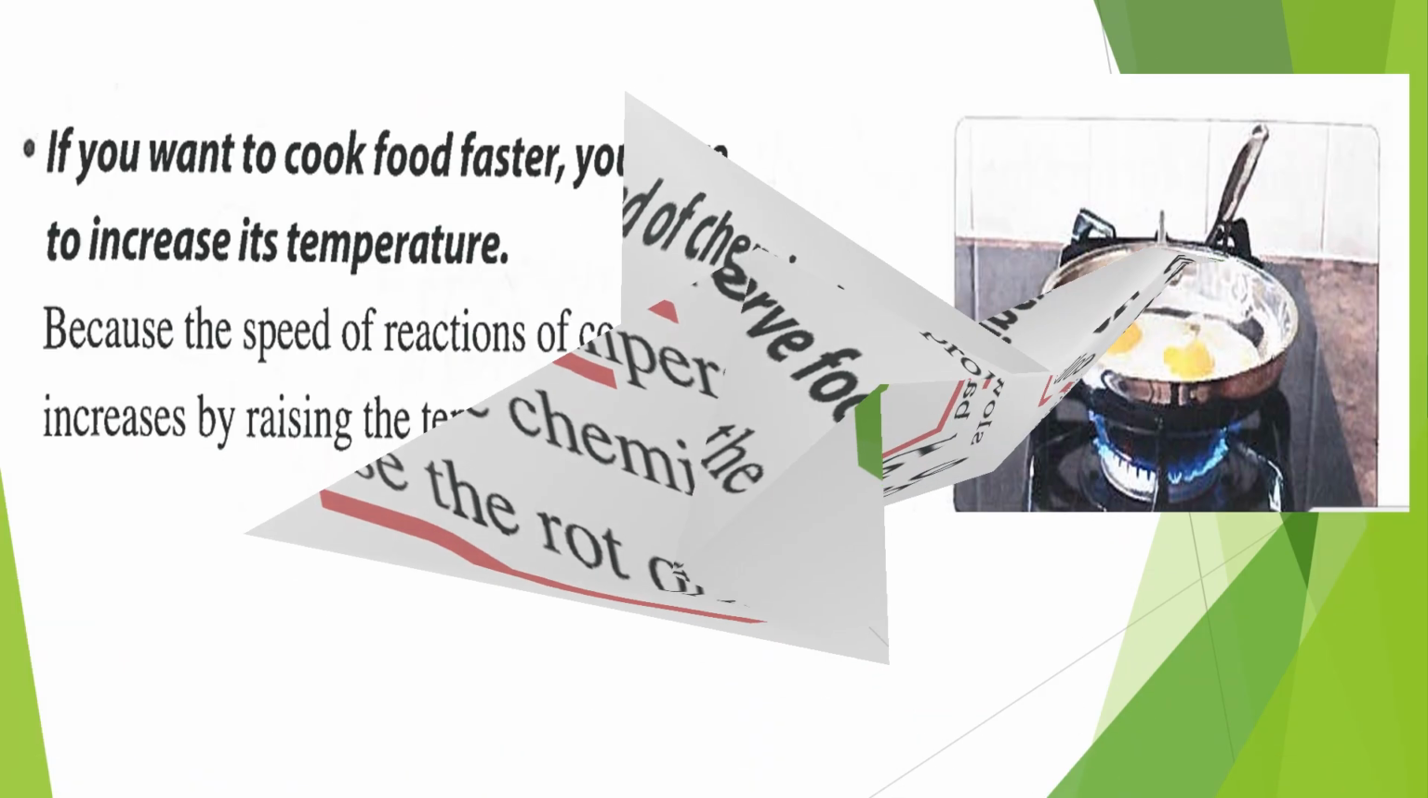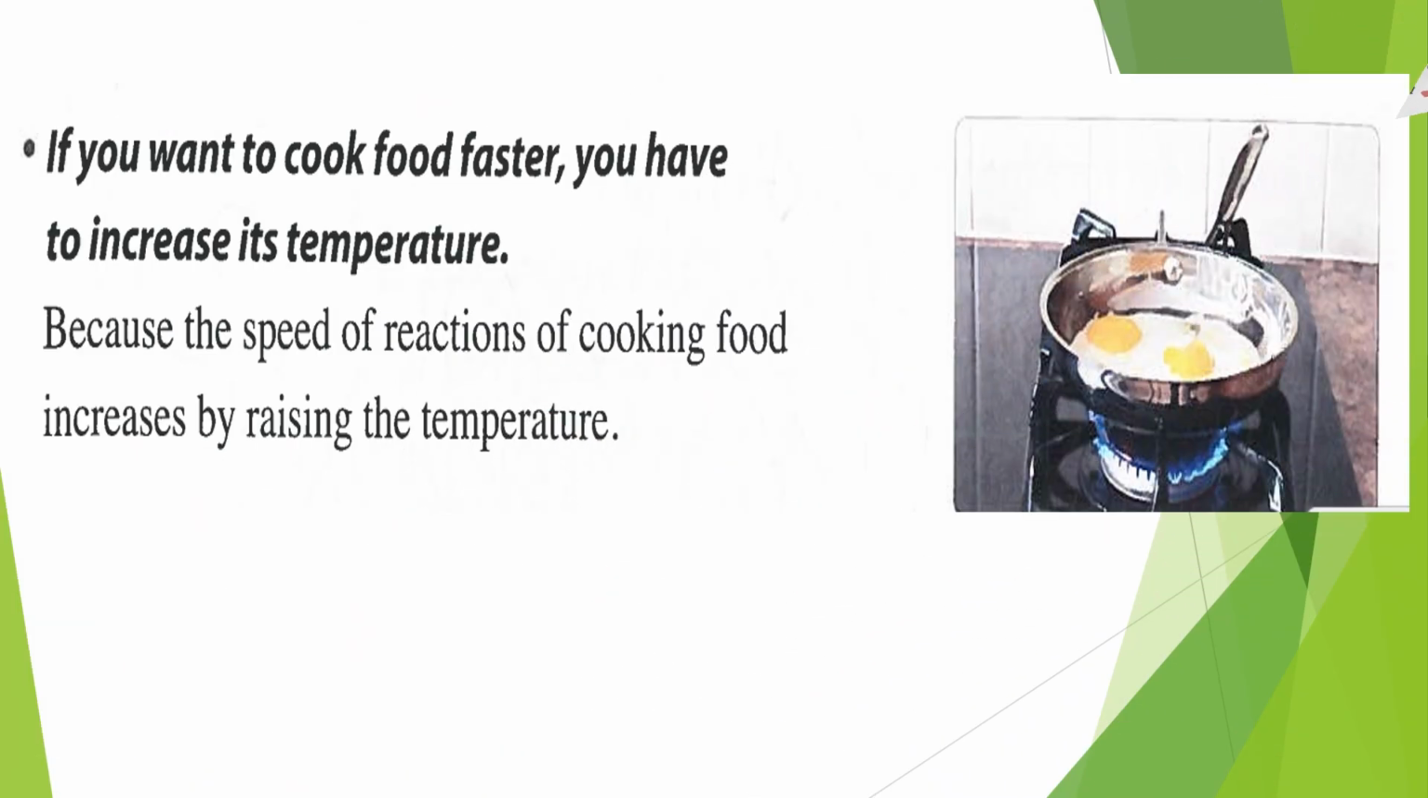If we want to cook our food faster, what can I do? Do I use a higher or lower temperature? For sure, the higher temperature is used to cook our food faster because it increases the speed of the chemical reaction. So, if you want to cook the food faster, you have to increase its temperature. Why? Because the speed of the reaction of cooking food increases by increasing its temperature.